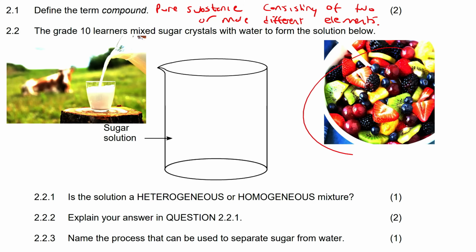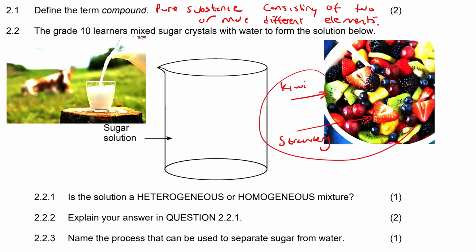If we look at the salad over here, can you see different things? Well, definitely. Check here, we've got a kiwi. Here we've got a strawberry. And then we've got a whole bunch of other things. We've got berries. And the point is there are different things that we can see. So that is called heterogeneous.